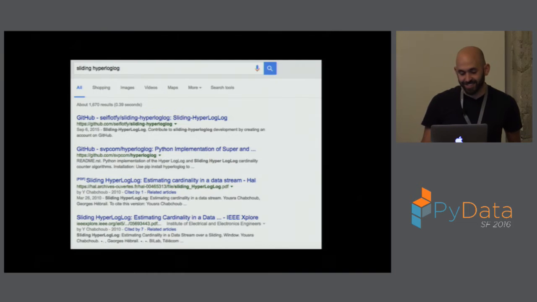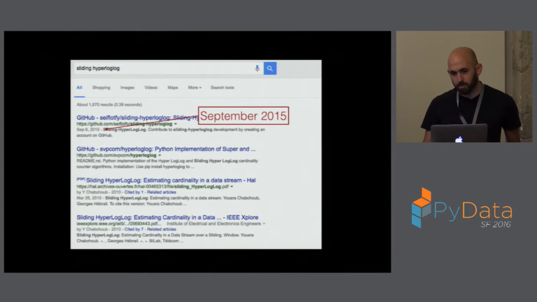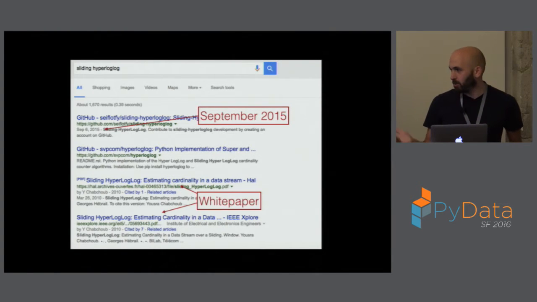What was interesting with this is when we figured out this is what we wanted and we Googled it, we got very, very little results since this thing's fairly new. This top one was actually September 2015, so that's after we built the system. And the bottom two are both the white paper explaining this algorithm.